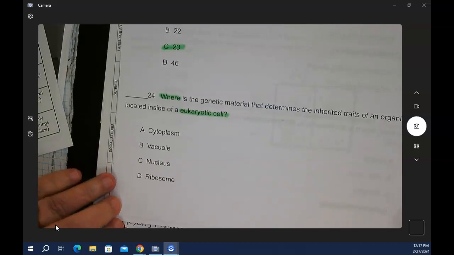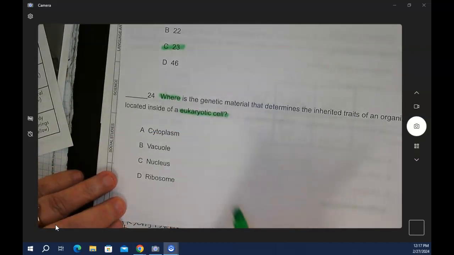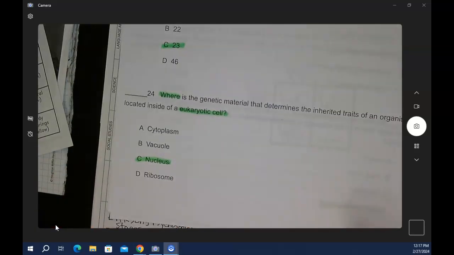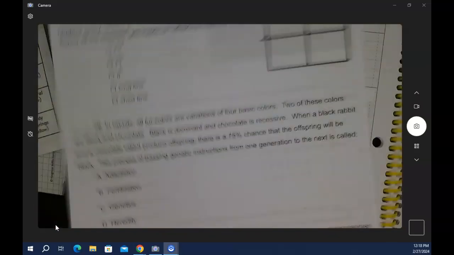I had people that missed this and it made me want to cry. Cytoplasm, vacuole, nucleus, ribosome. Nucleus for a eukaryotic cell. Cytoplasm if it was prokaryotic. But either of the others, oh my.